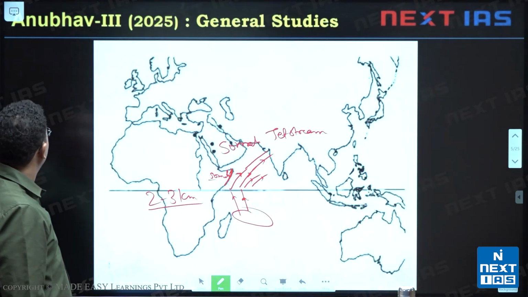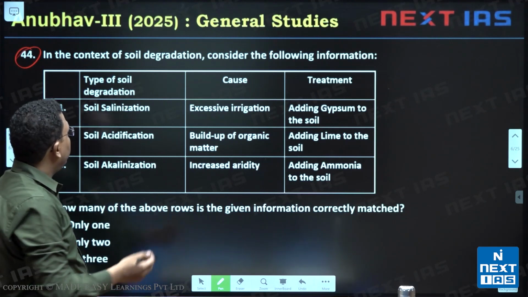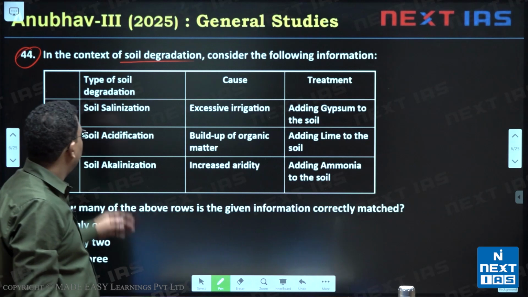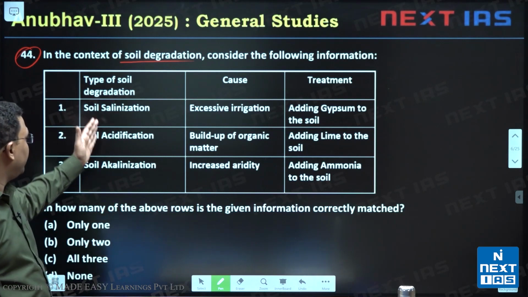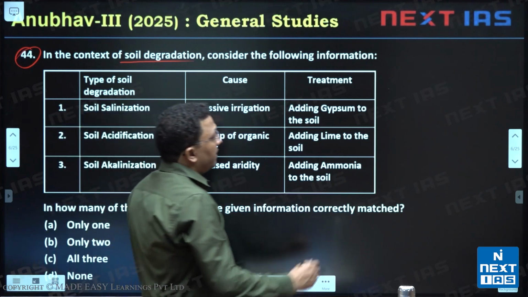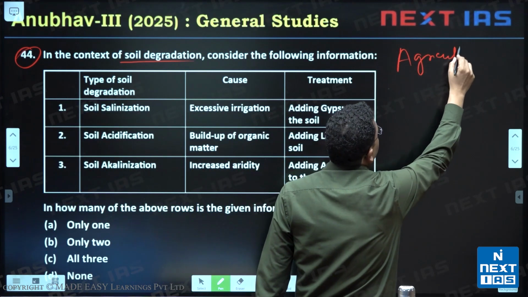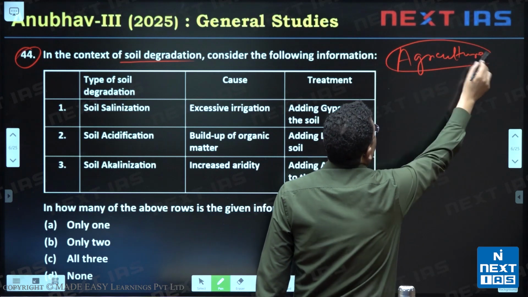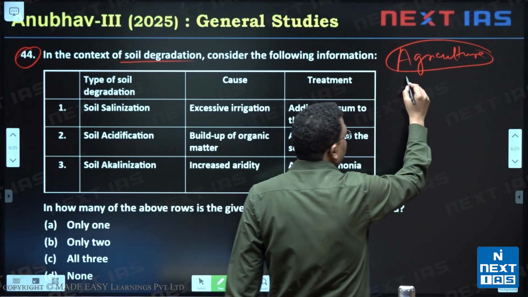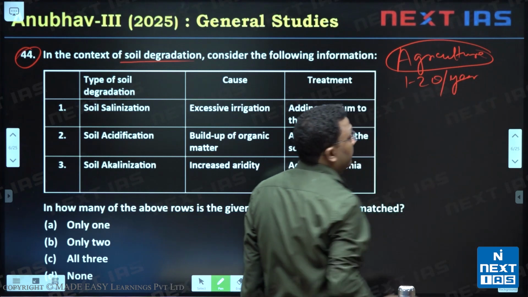Now let's move on to the next question, that is question 44. In the context of soil degradation, consider the following information. Some types of soil degradation are given, and their cause and treatment are given. So first of all, it's a question from the topic agriculture, which is a very important topic from the prelims exam point of view. You can expect 1 to 2 questions from this topic almost every year.